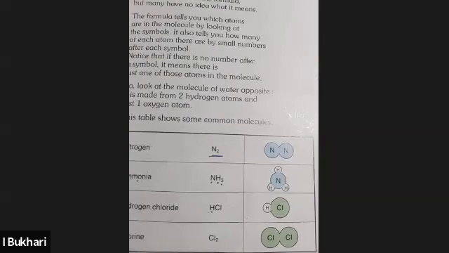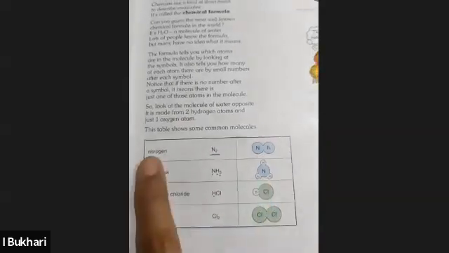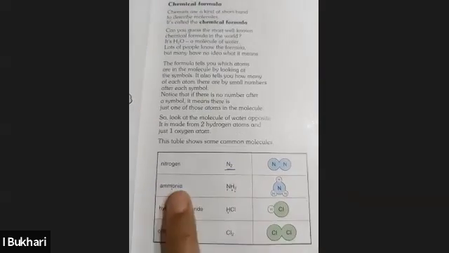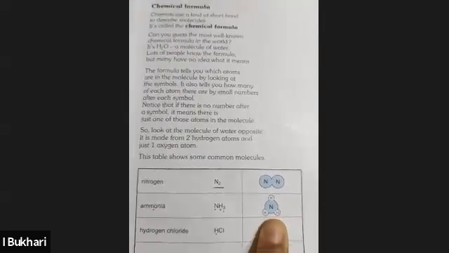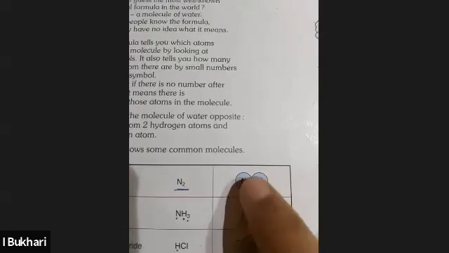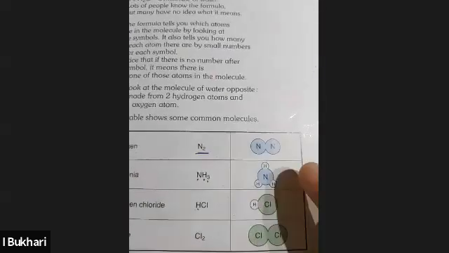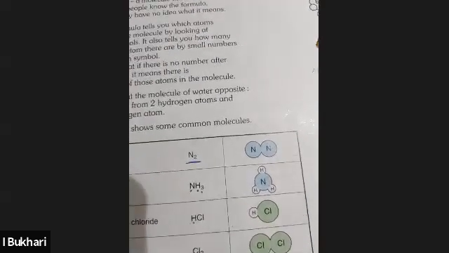Yes, Sidra? The first one is an element. No, don't say first one, say the name. Nitrogen is an element. Very good. And ammonia is a compound. Why is it a compound? Because we can see that there is a nitrogen atom at the center and 3 hydrogen atoms attached to it. So there are 2 types of atoms, nitrogen and hydrogen. So therefore that makes this molecule a compound, right?